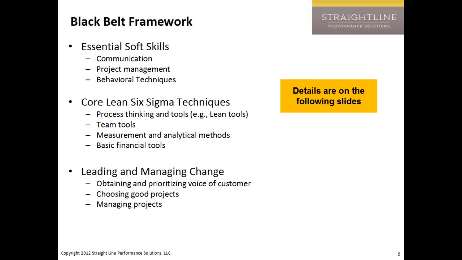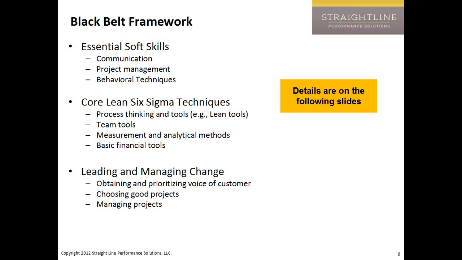Okay, so the framework that we're going to follow is essentially 3 different areas. We'll talk a little bit about the essential soft skills that every black belt, every green belt, but especially black belts need to have. For you to be effective as a black belt, you're definitely going to need to have skills to be able to negotiate. For example, what the appropriate scope of a project is.